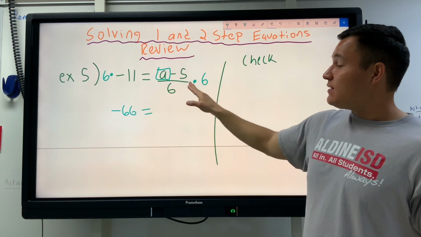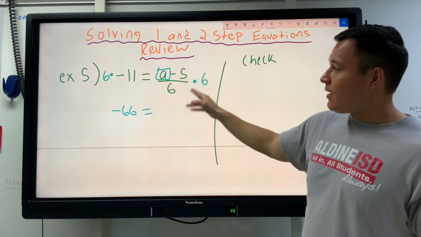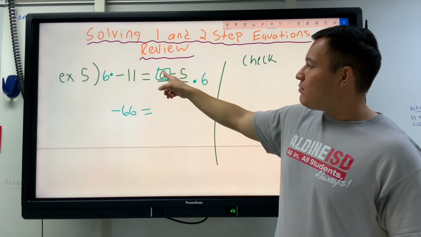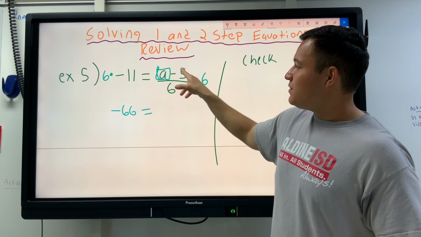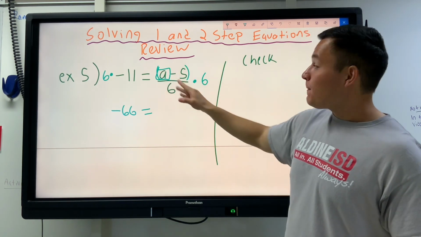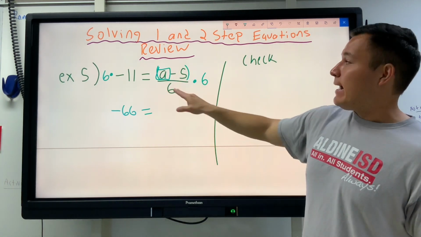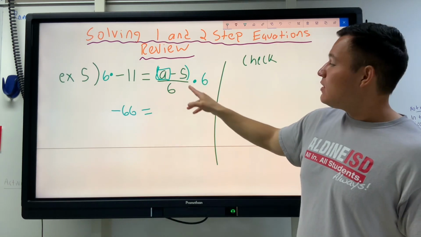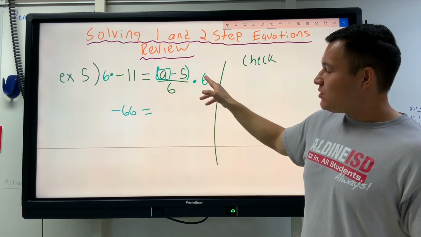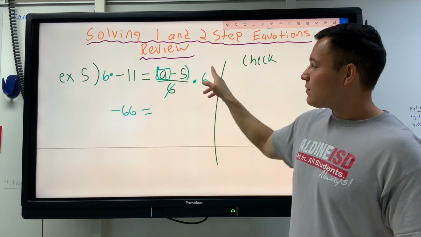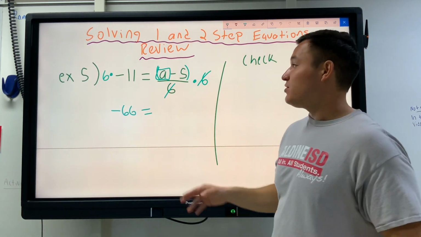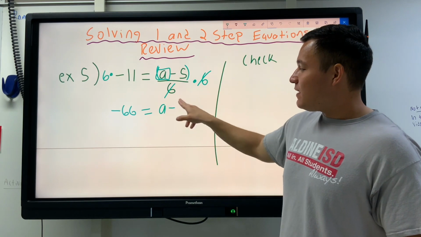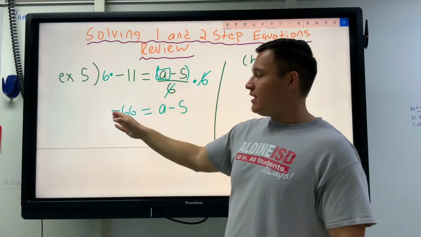Then you look at this. We have a times 6 and we have a divide by 6. Both of these top numbers are being divided by 6. So that means that those things are coming together. They're going to be divided by 6 and they're going to be multiplied by 6. If we have divide by 6 and multiply 6 touching each other, they cancel out. And that was the whole point of doing the inverse operation. So we have a minus 5 on the right equals negative 66.